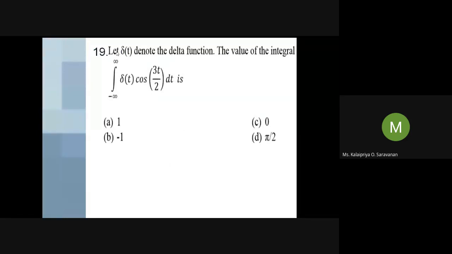Now for the next question, let del of t denote the delta function. The value of the integral, my integral minus infinity to plus infinity, del of t cos 3t by 2 dt is 1, 0, minus 1 or pi by 2. So what they've asked you here is to calculate the value of this particular integral which involves a del function. So we'll go ahead, integrate, substitute the value for this del and see what will be the value of this particular integral.